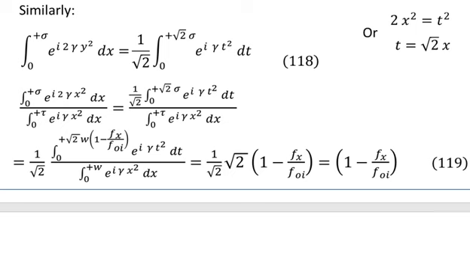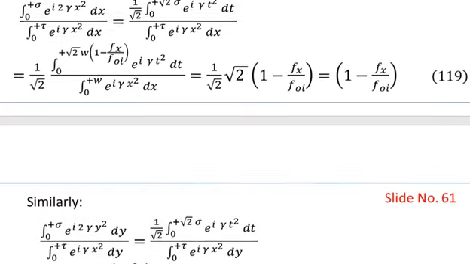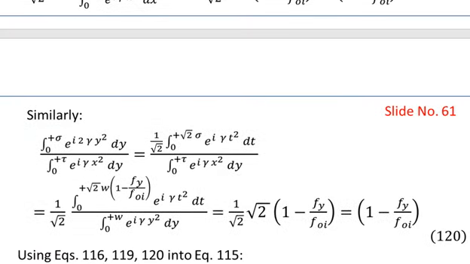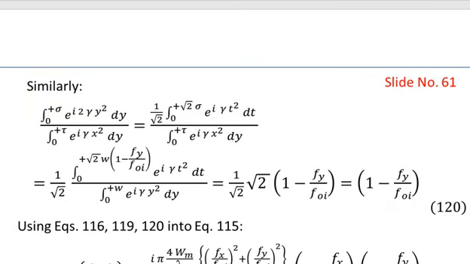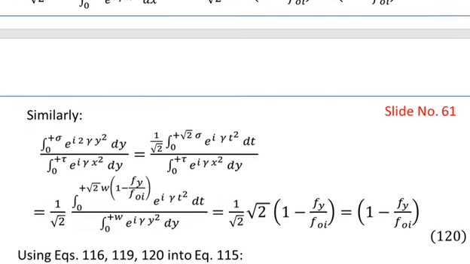And of course, the square root of 2 will be cancelled out, and we have in equation number 119 the solution of the one set of integrals from the numerator and the denominator as in the parenthesis as 1 minus fx over f0i. And similarly, we can write equation number 120. So this has a similar description as given for the equation number 119.